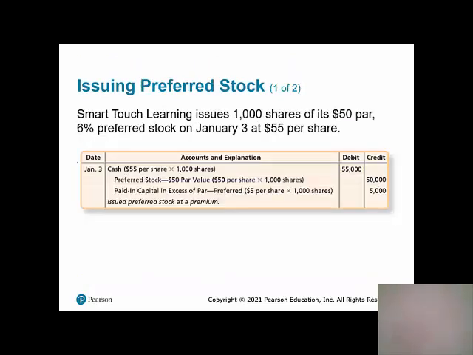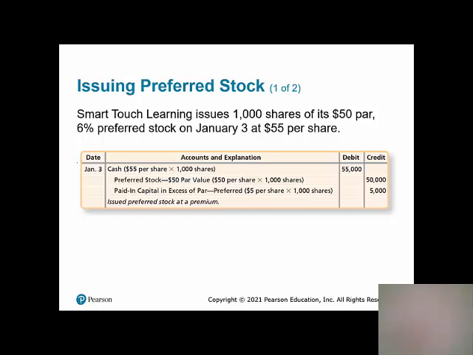Now we're going to look at how we record issuing preferred stock. So we actually treat preferred stock just like we do common stock. Preferred stock is normally going to have a par value, and so we're going to have an amount that we're going to credit to preferred stock, and then any difference between the issue price and the par value will go to paid-in capital.